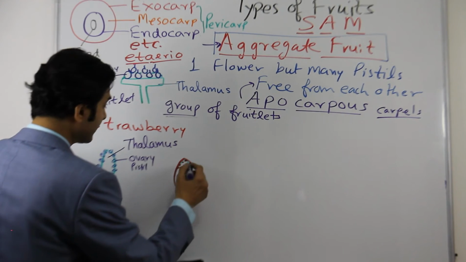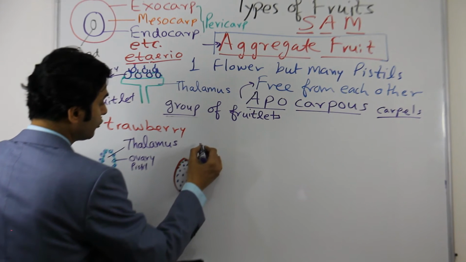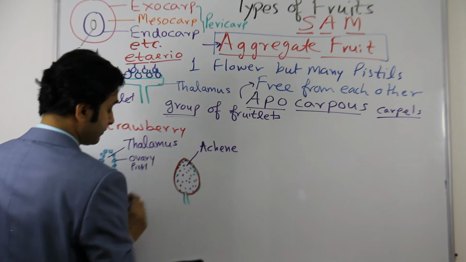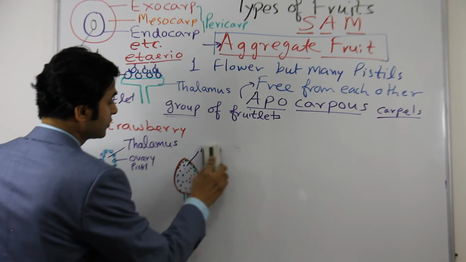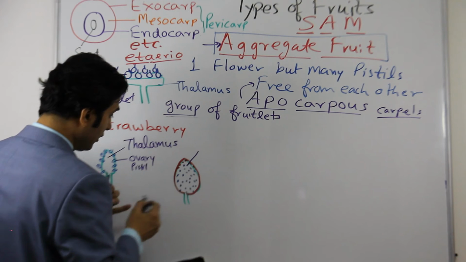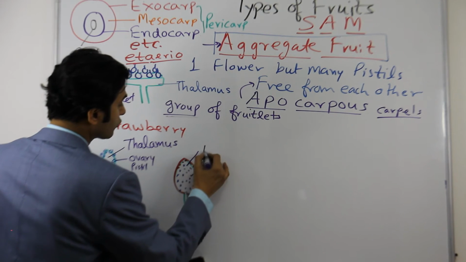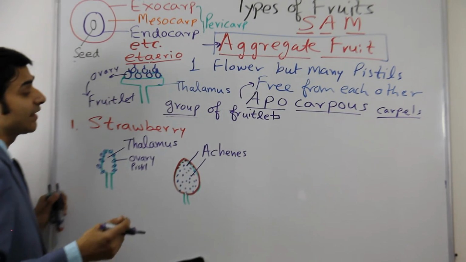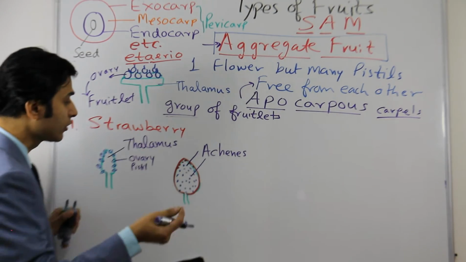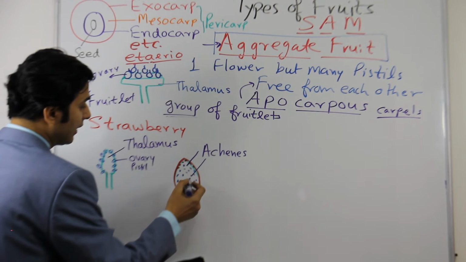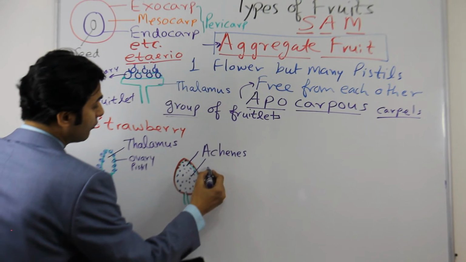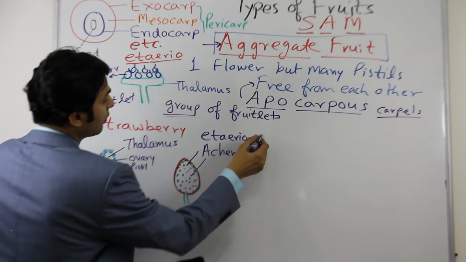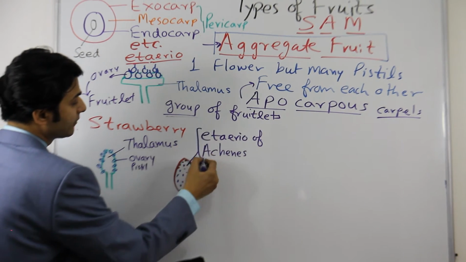These are not the seeds. These structures which you see, these are achenes, which are fruits. So these structures which you see on the surface of the strawberry are the achenes. You know what is an achene? An achene is a fruit, basically a dry fruit where the seed is present at the base. So this will now be called as Etaerio of achenes.